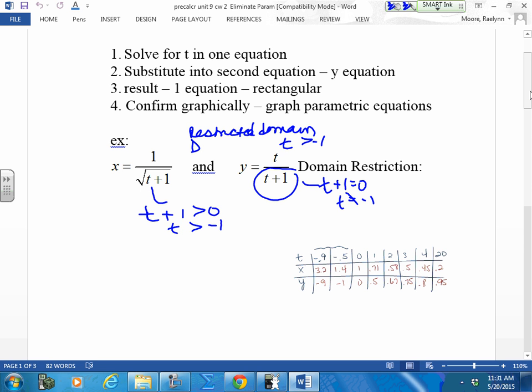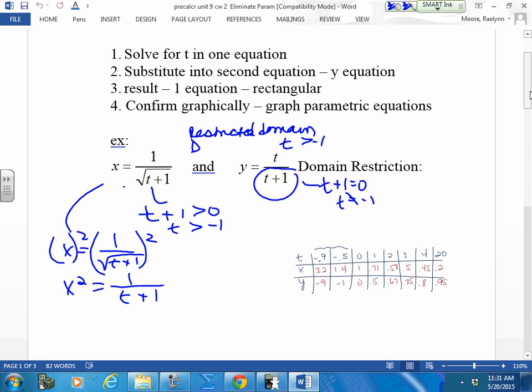We have to change your window a little bit. And then we're going to graph a rectangular equation. Now, I gave you both graphs. To graph your rectangular equation, we have to take this one, and we have to solve for t. Not a pretty sight. But first we want to get rid of your radical. So we're going to square both sides.